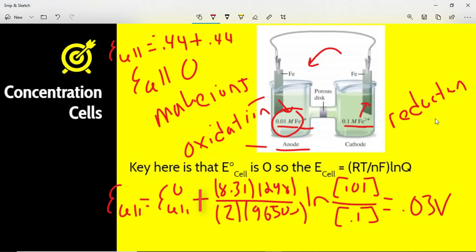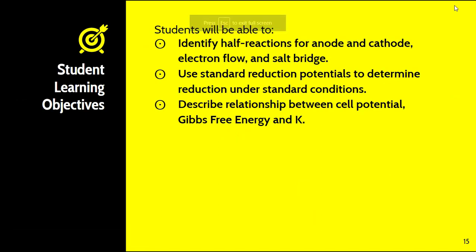So again, just a couple different ways we can go through and calculate these things. We will go through this in class as well, but just keep those things in mind. Hey guys, we literally got through about 80% of electrochemistry there, so keep those things in mind. Be able to identify half reactions for anode and cathode, electron flow, salt bridge, standard reduction potentials, all that good stuff.